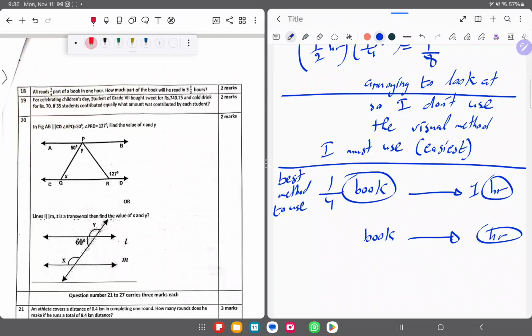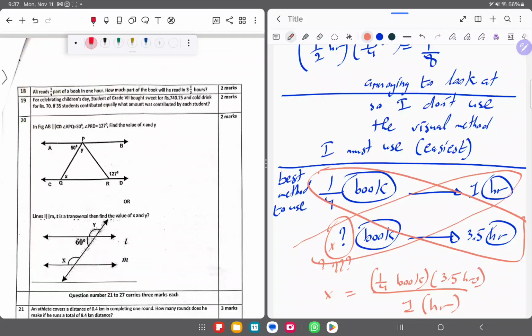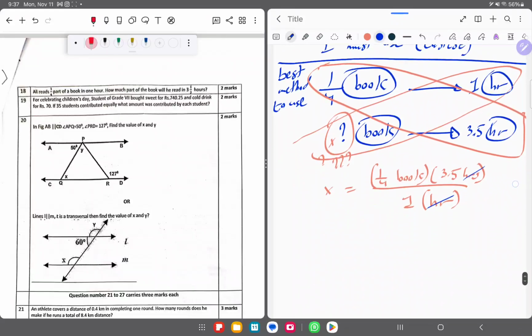Now, what are they asking? In 3.5 hours, how much of the book would he be able to do? Hours, hours, book, book. This is the only new one that I don't know. So x, which is this one, is equals the butterfly method. So x is equals, what's in front of x goes down: 1 hour, 1/4 of the book, 3.5 hours. So, hours, hours, goes away.